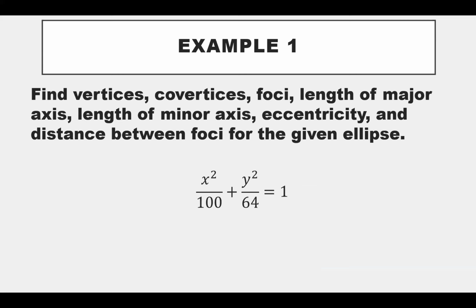So let's go ahead and do some problems that we may see in our class. First, let's find the vertices, covertices, foci, length of the major axis, length of the minor axis, the eccentricity, and the distance between the foci for the given ellipse. Here we have the ellipse of x squared over 100 plus y squared over 64 is equal to 1.